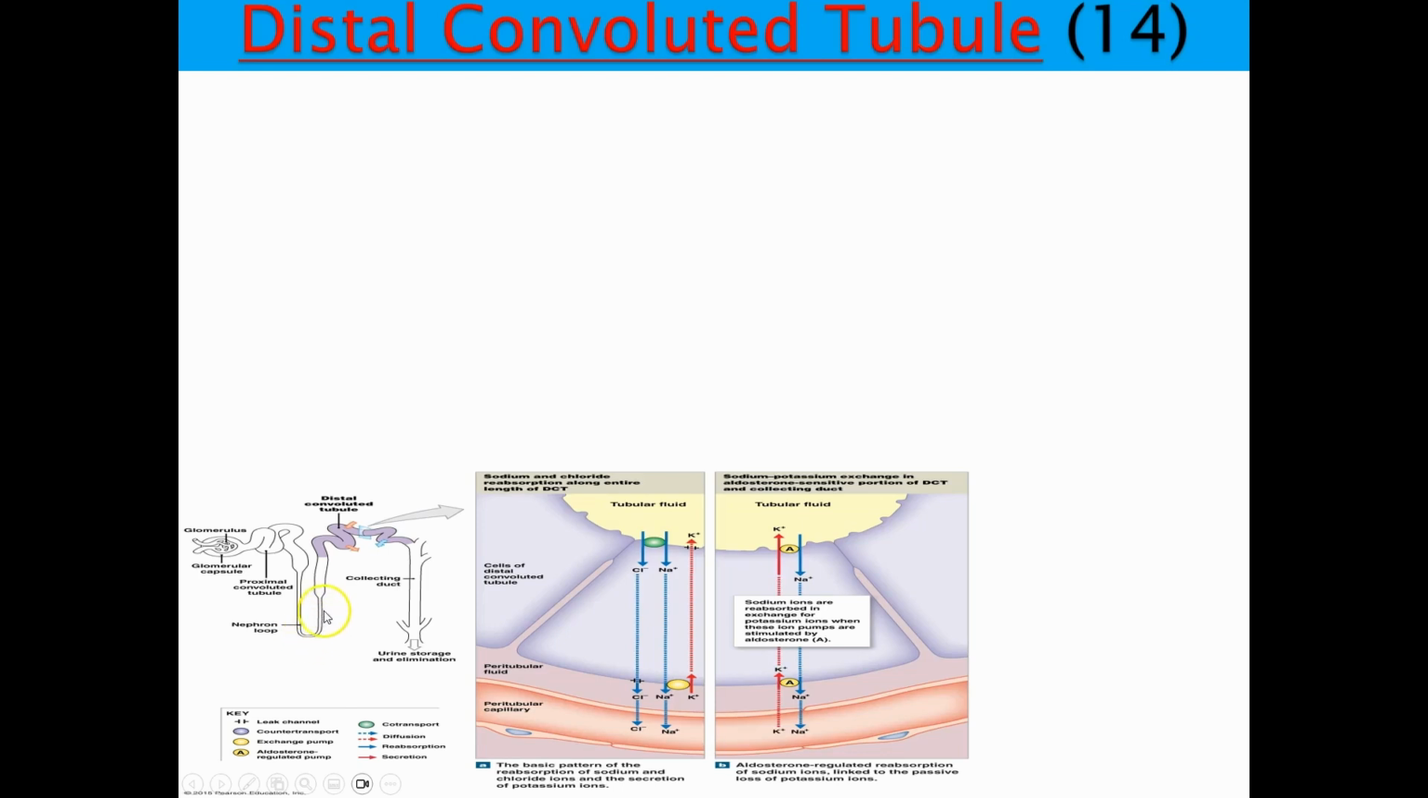And then as we move back up and we start the thin ascending limb, remember that was permeable to sodium, potassium, and chloride. At the bottom here, it's simple squamous, but once it becomes the thick ascending limb, remember that was active transport of sodium, potassium, and of course, chloride. But we're focused now on the distal convoluted tubule.